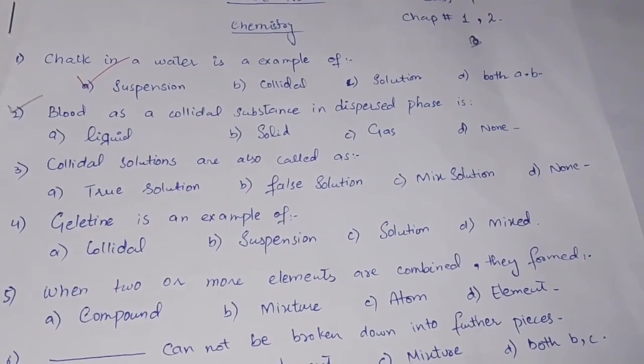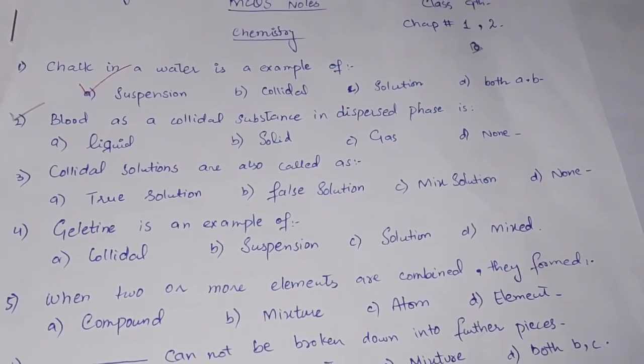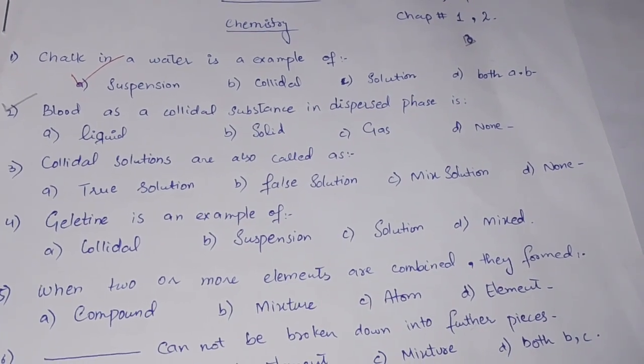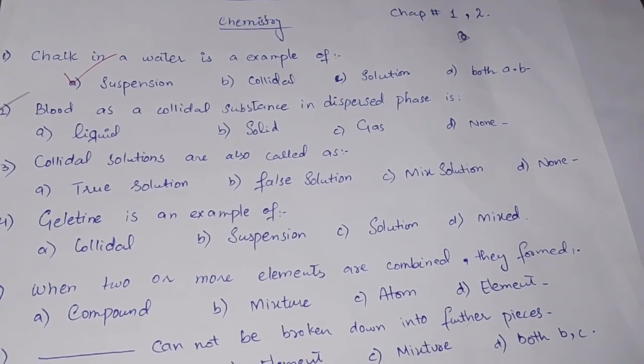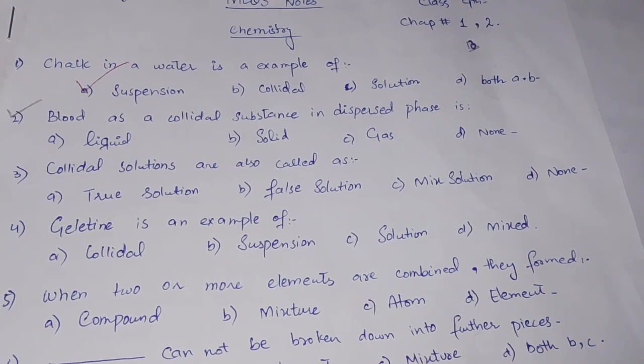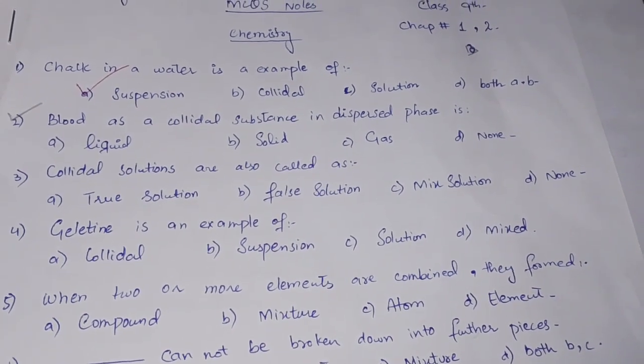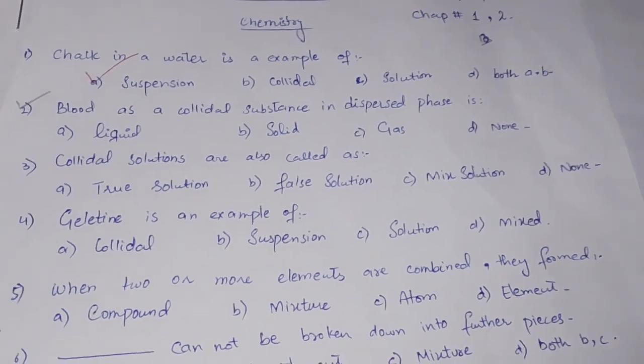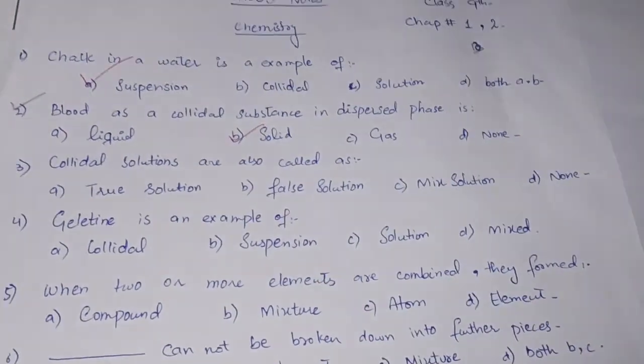Blood as a colloidal substance, in the dispersed phase is: option A is liquid, option B is solid, option C is gas, and option D is none of these. So in the dispersed phase, blood appears as a solid. So option B is the correct option.